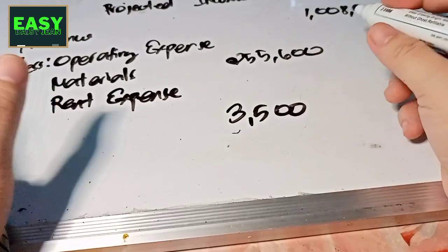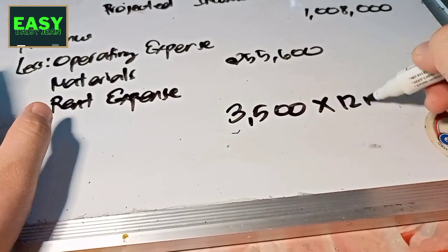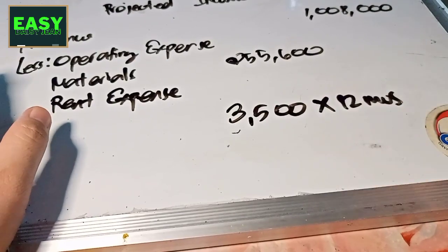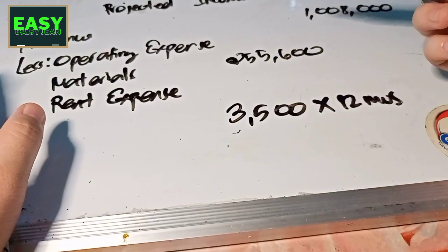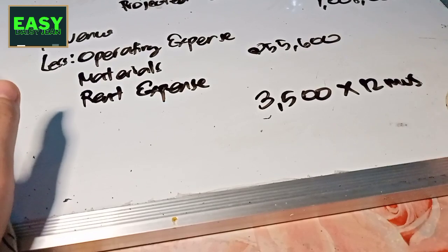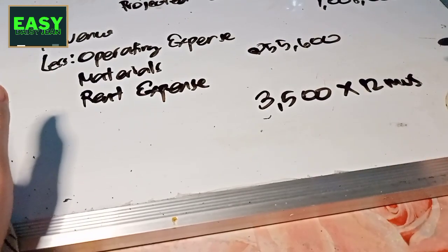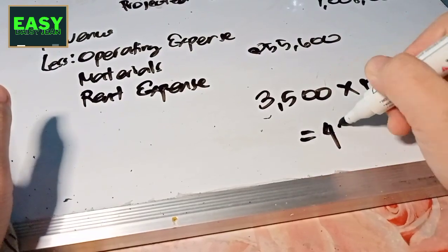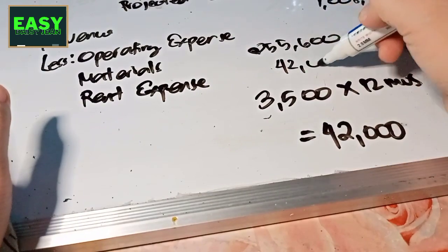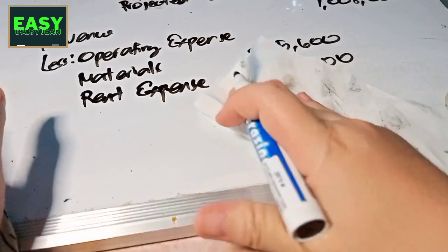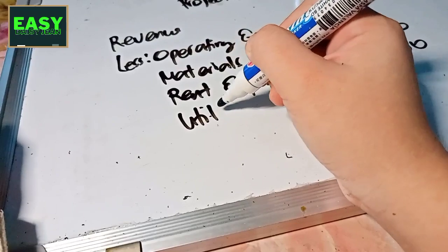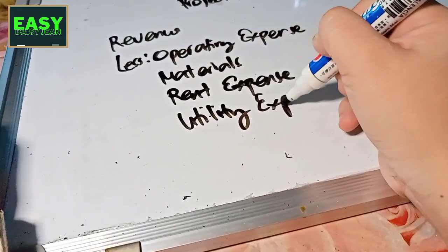With that 3,500 a month, you will then multiply it by 12 months because your social enterprise's projected income statement is for a year. That is why we always multiply it by 12 months. 3,500 times 12, you will then get 42,000 for your rent expense. So it's 42,000.